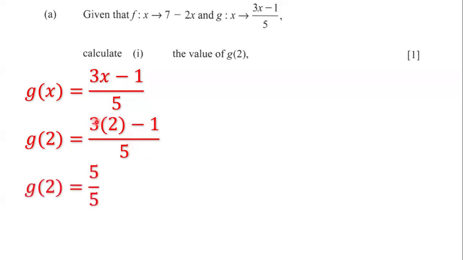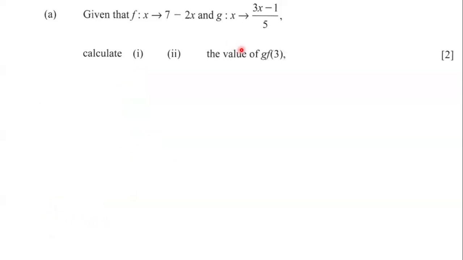Now, what is 3 times 2? Well, 3 times 2 is 6, and so there's going to be 6 minus 1. And 6 minus 1 is definitely 5. So we have 5 over 5. And 5 divided by 5 is definitely 1. So g of 2 is equal to 1.